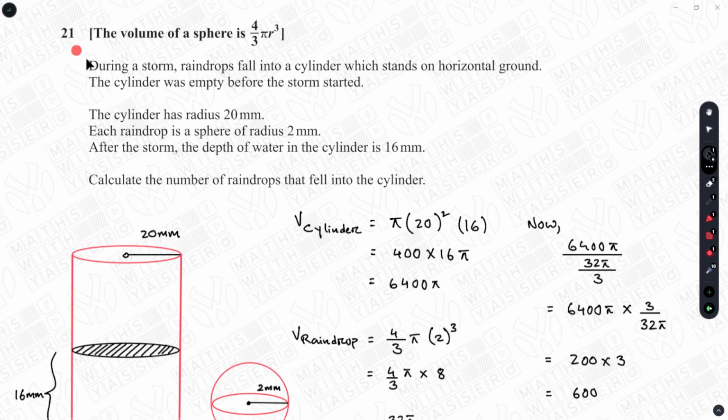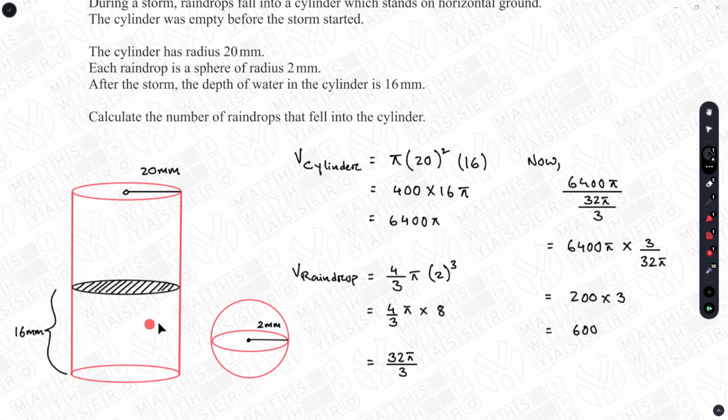Question number 21. During a storm, raindrops fall into a cylinder which stands on a horizontal ground. The cylinder was empty before the storm started. The cylinder has a radius 20 millimeter. Each raindrop is a sphere of radius 2 millimeter. After the storm, the depth of water in the cylinder is 16 millimeter. Calculate the number of raindrops that fell into the cylinder.